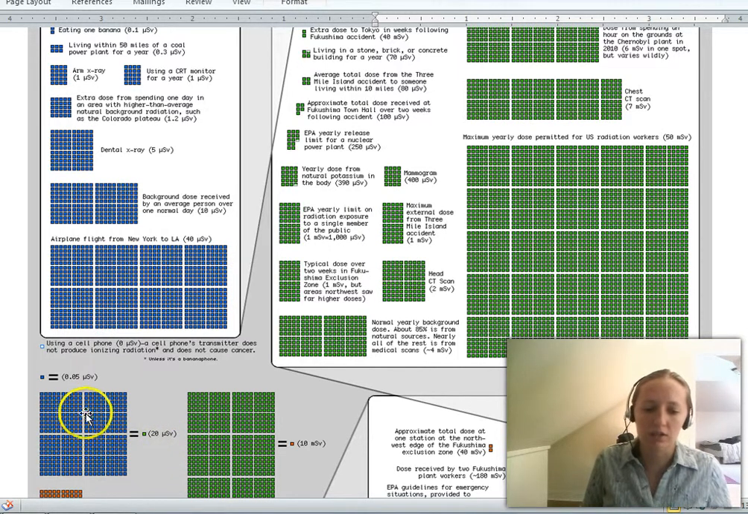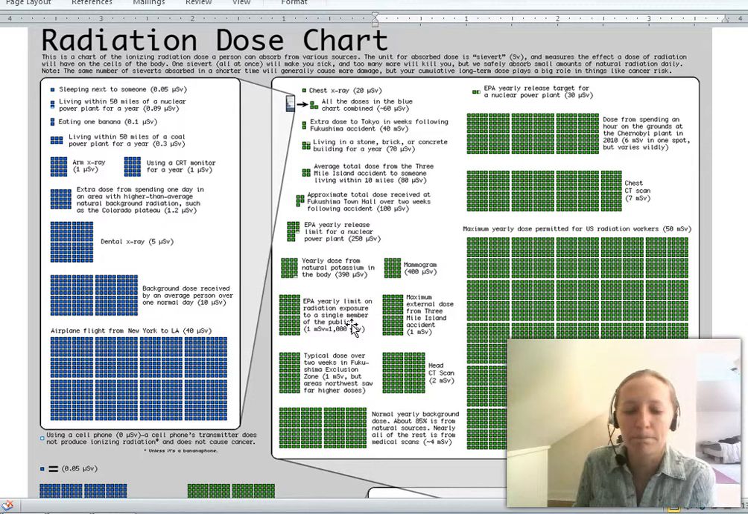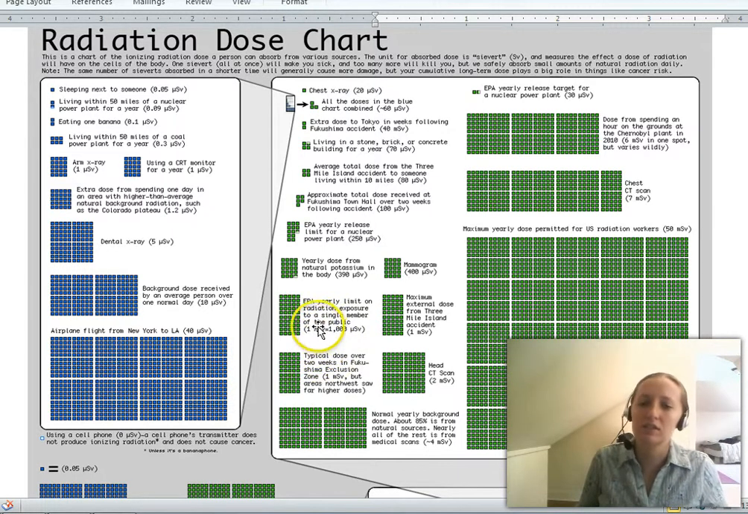All right, so all these blue dots, one blue dot is 0.05 microsieverts, whereas a green dot is 20 microsieverts. So that means that there's 400 blue dots in a single green dot. Of these green dots, I'd like to point out this one, the EPA yearly limit on radiation exposure to a single member of the public. So this is the amount that it has been decided it's okay to get every year. It will be okay if you get that much.